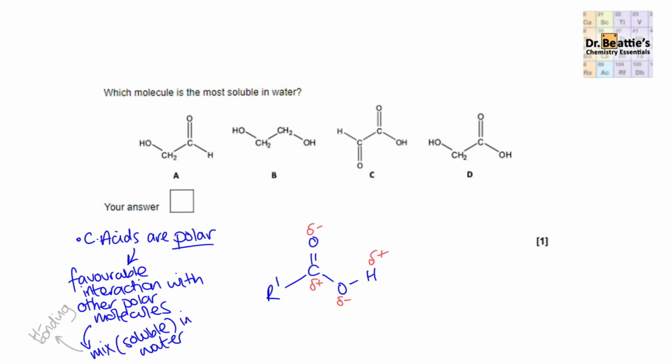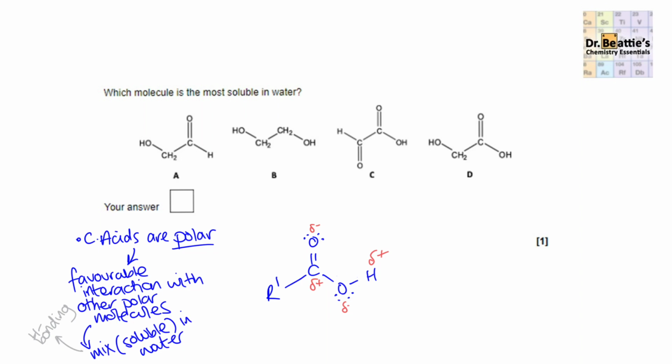We need to add in the lone pairs of electrons that are on the oxygen atoms. Remember, oxygen has 6 electrons because it's in group 6. 1, 2, 3, 4, and the 5th and 6th are involved in bonds here. And again, 1, 2, 3, 4, 5, 6, involved in these single bonds. We don't show these, but just so that you understand where these diagrams are coming from.